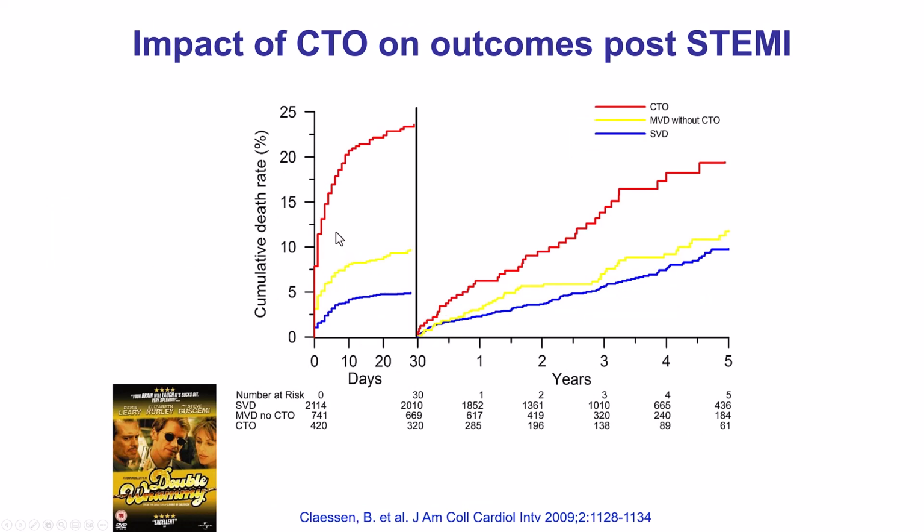We know that if a patient with CTO is unlucky enough to have an acute coronary syndrome, then both the short and medium-term outcomes are going to be worse. They're going to have much higher mortality, both immediately and during prolonged follow-up.